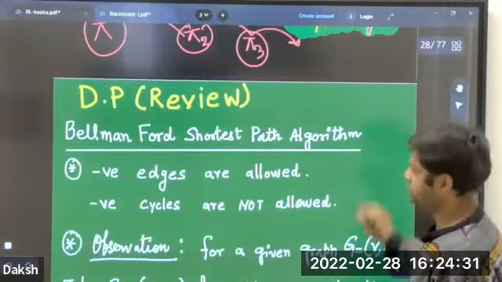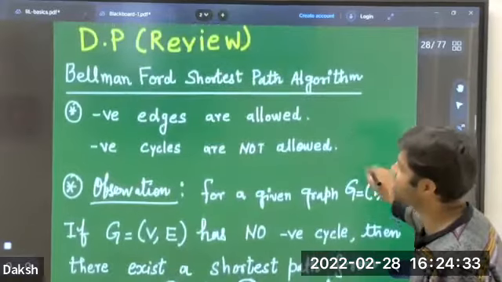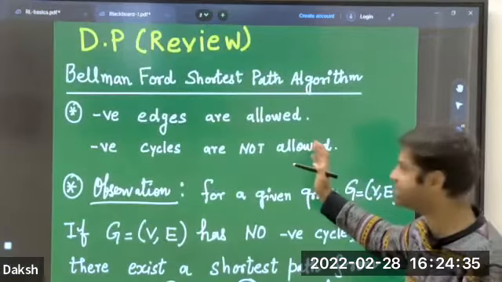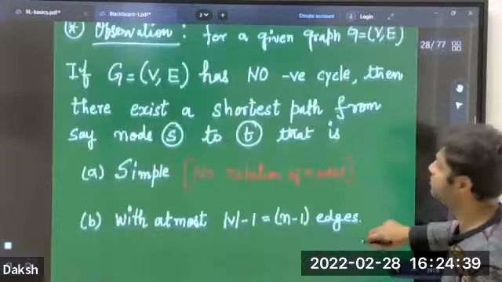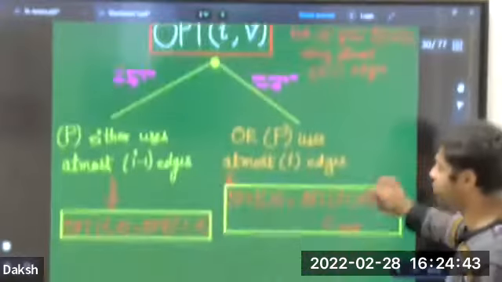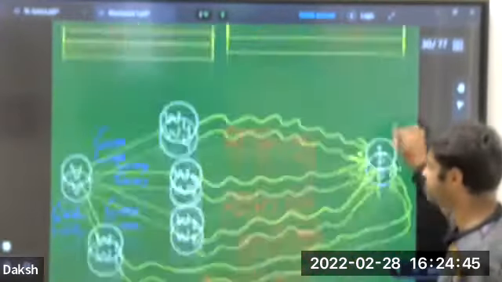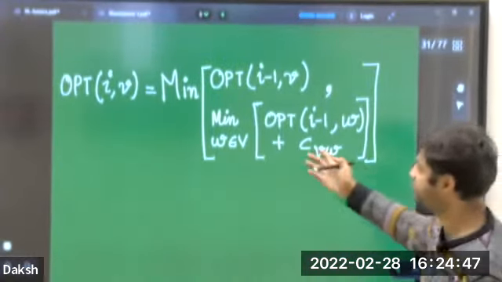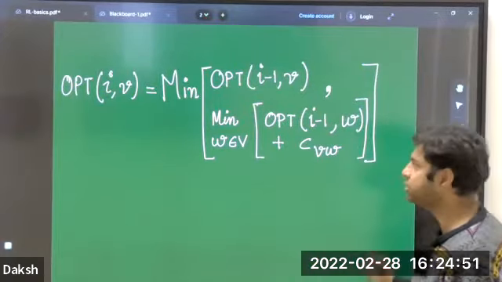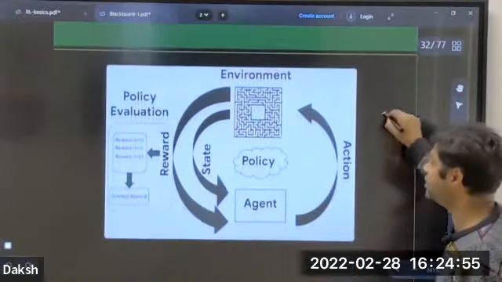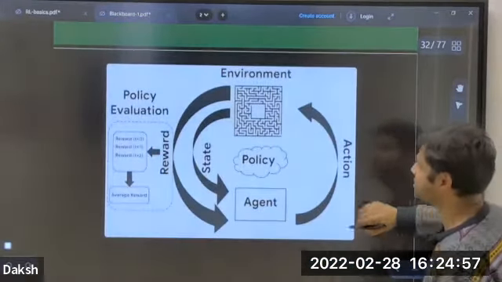DP review. I am not going to cover this. This is the DP review. You need to understand this algorithm, Bellman-Ford shortest path algorithm. It is being shown, all these things, how this recurrence is actually being drawn. And once you understand this whole recurrence, which is opt of i comma v is equal to the min of this, and so on, with this, I am going to be starting with this whole thing.